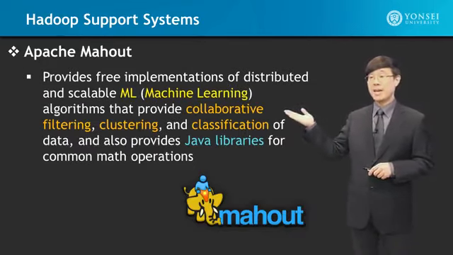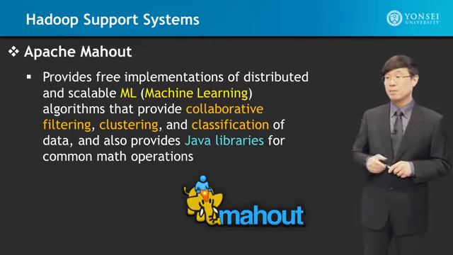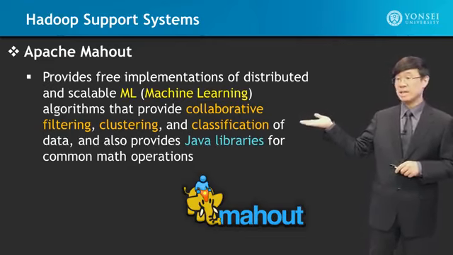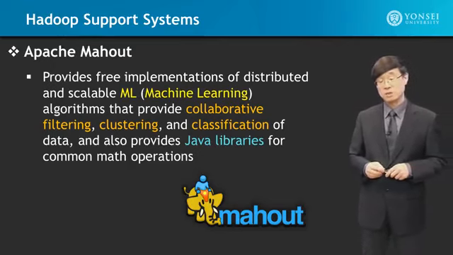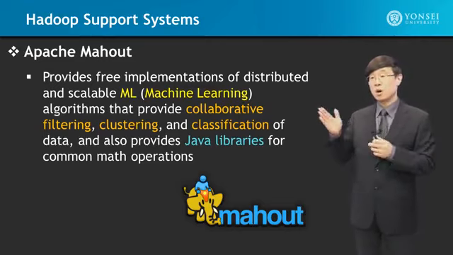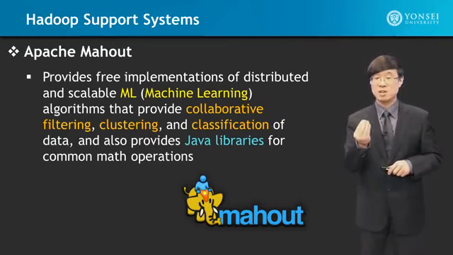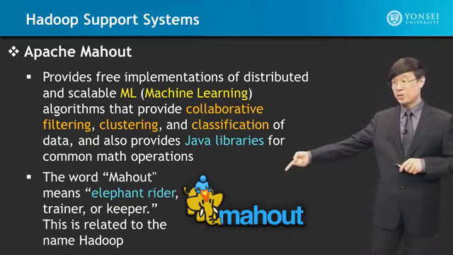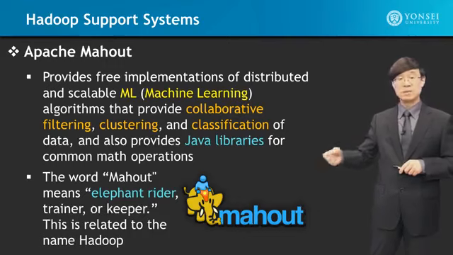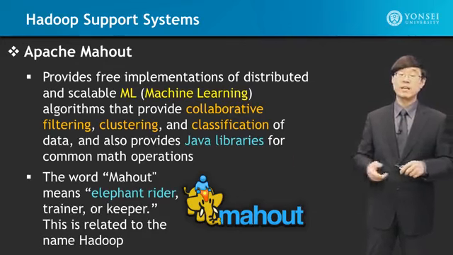In addition, there is Apache Mahout, which provides free implementations of distributed and scalable machine learning algorithms that can provide collaborative filtering, clustering, and classification of data, and also provides Java libraries for common math operations. So Hadoop has support of Apache Mahout, which basically can support machine learning, artificial intelligence technology. The word Mahout means elephant rider, and that's where that logo comes from. A rider is on a yellow elephant. And this means a trainer or keeper. And this is related, of course, to the Hadoop name.